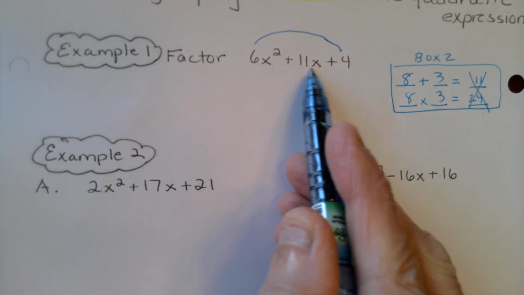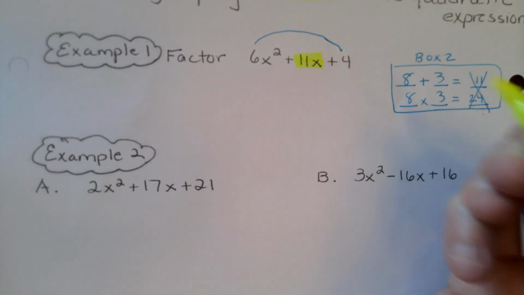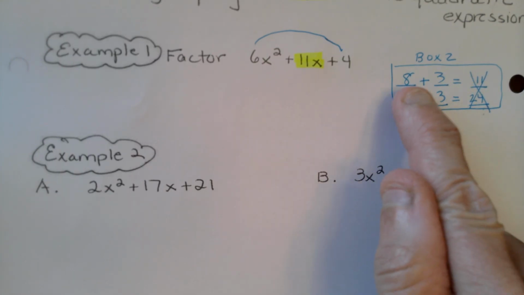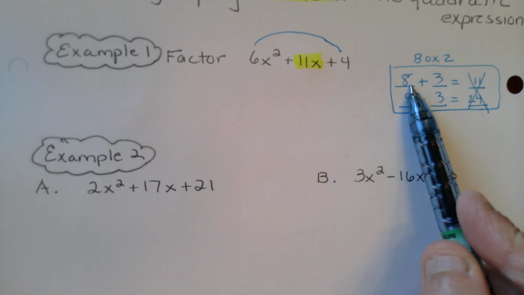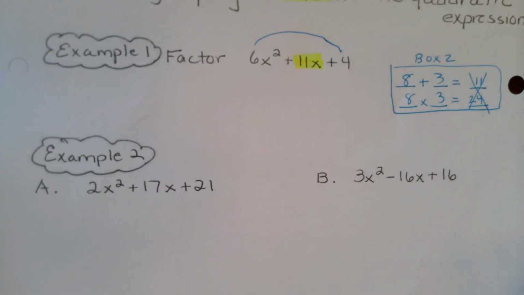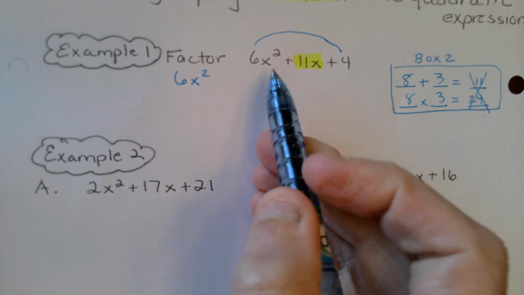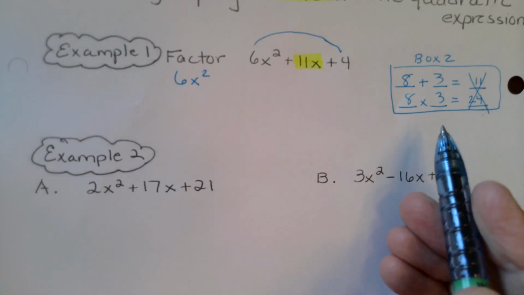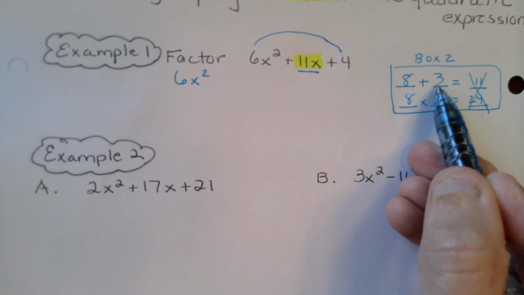We are going to rewrite this, but instead of writing this term, I'm going to replace it with 2 terms, 8x and 3x. Because what's 8x plus 3x? Oh, 11x. So let's do that. So the 6x squared is the same, exactly the same. And the 4 is the same. I'll do that at the end. But this middle term right here, I'm going to now write two other terms.